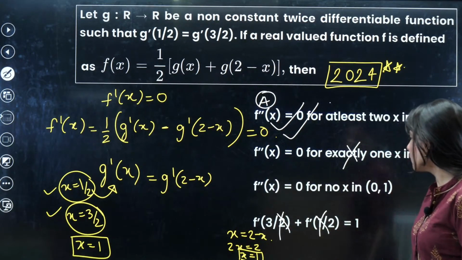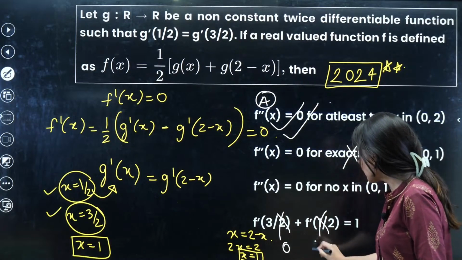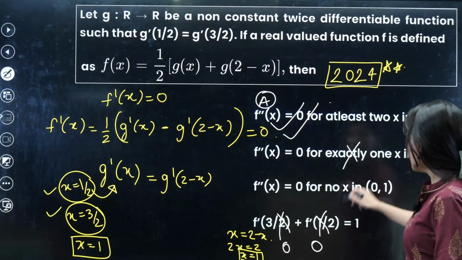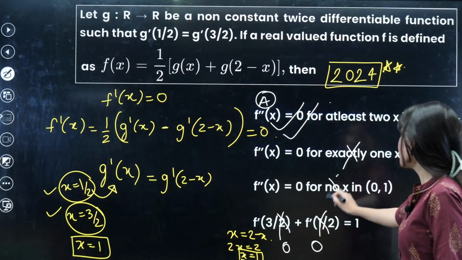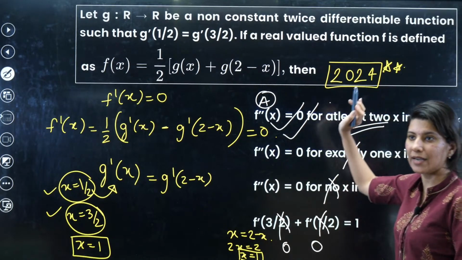f dash 3 by 2, f dash half, both are 0. Can you see? So D is wrong. Everything for no. So this is automatically wrong. Only this is correct: at least.